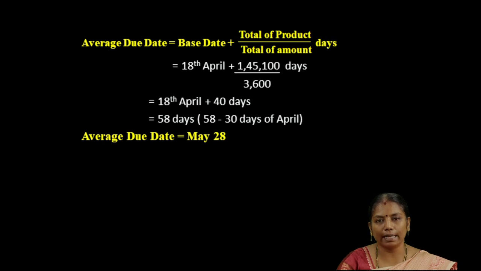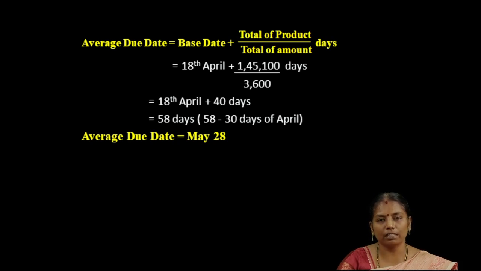So, 18th April plus 40 days means the total is 58 days. In that 58 days, we have to subtract the 30 days of April, so the remaining days will be 28. That date comes under May. So, the average due date is May 20th. Like that we have to calculate the average due date.